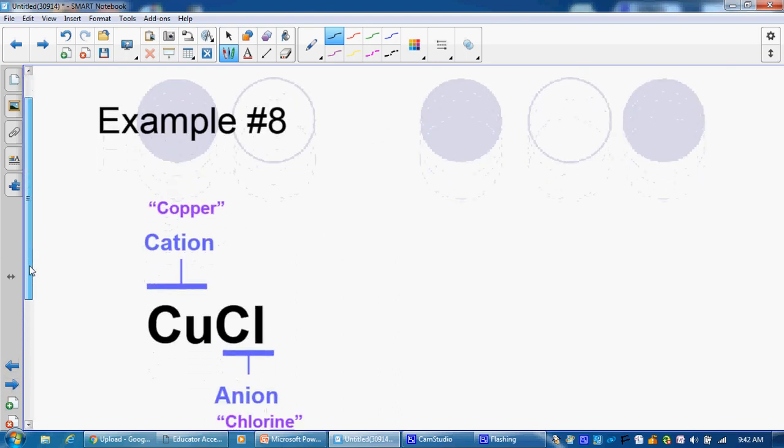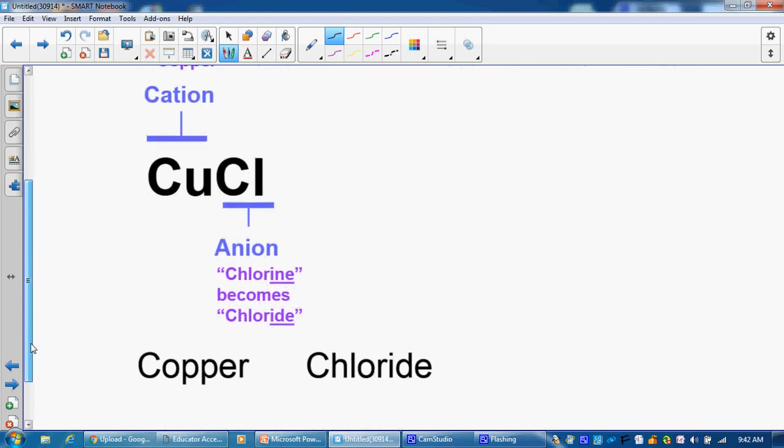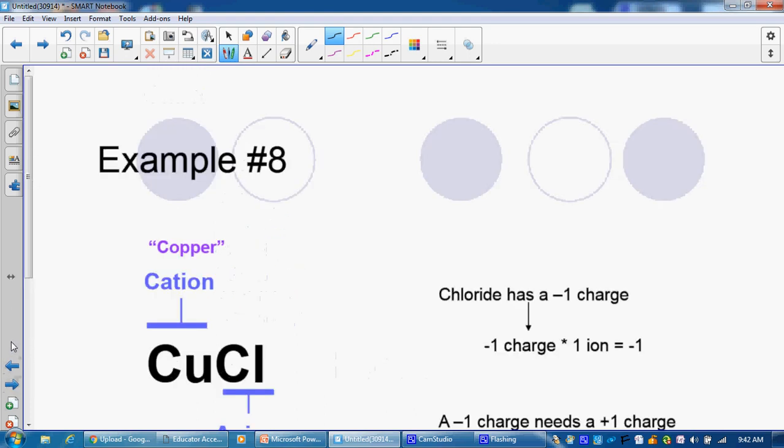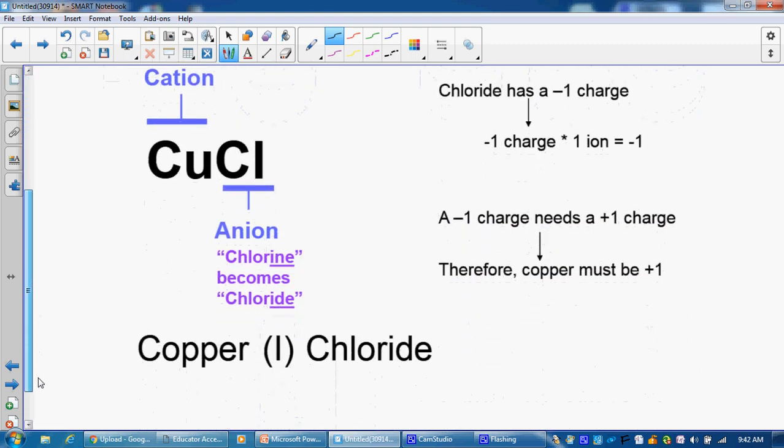This shows you going through those steps. The cation is copper, the anion is chloride, ending in IDE, and then our next step is to add in our charge, which we just figured out is a +1 charge. So the Roman numeral that we write into the center here is going to be a 1. We would name this copper(I) chloride. So a couple extra steps there.